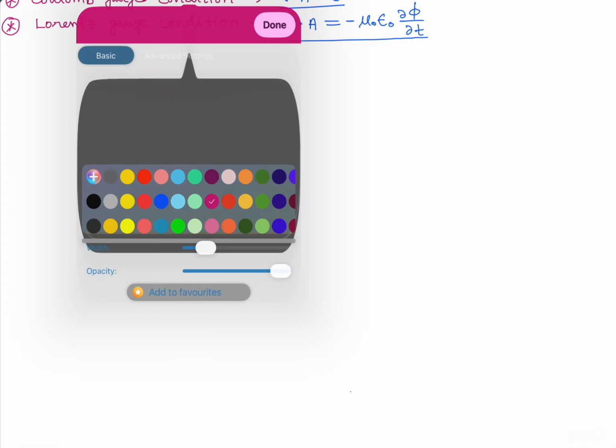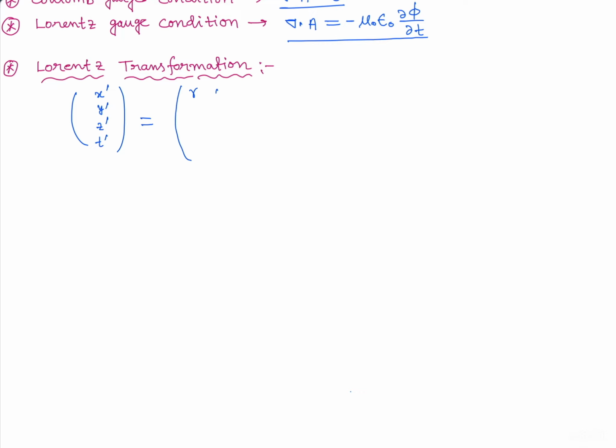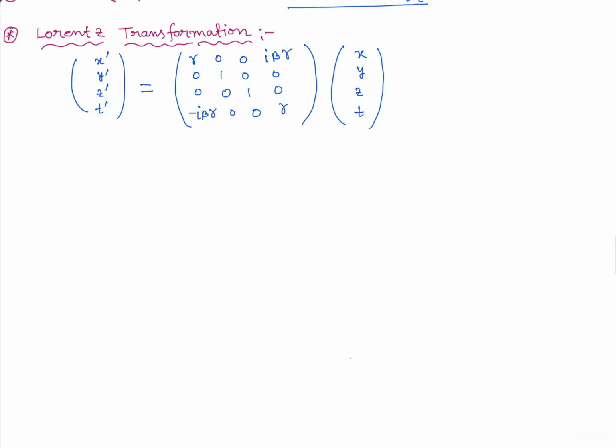Now we see the Lorentz transformation, which I have written in tensor form, which is x', y', z', t' equals the matrix gamma 0 0 i beta gamma, 0 1 0 0, 0 0 1 0, minus i beta gamma 0 0 gamma, into x, y, z, t. This will be the Lorentz transformation.